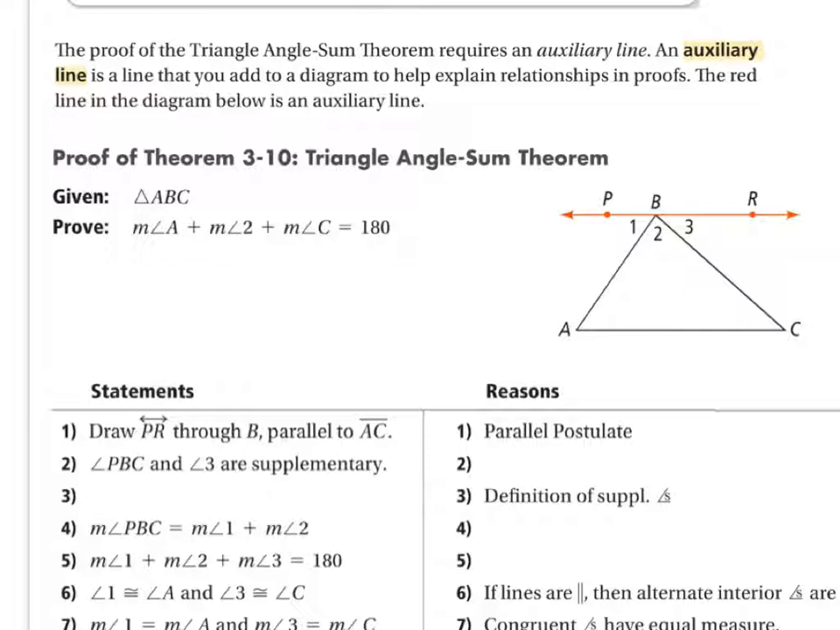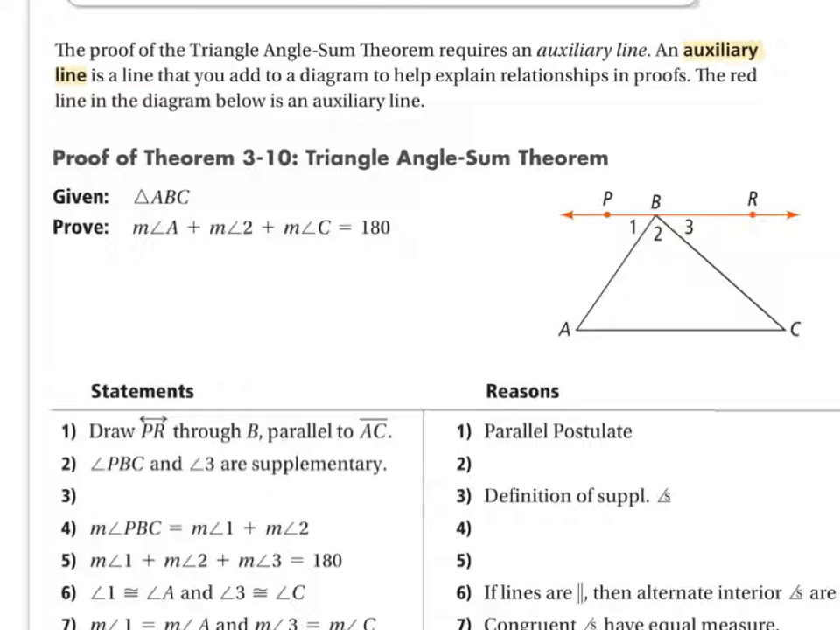Now, to draw an auxiliary line, we can't just randomly draw lines. We have to have a reason that we can draw that line. So if I just wanted to draw a line on a diagram, I might have to say that way back when we had a postulate that said through any 2 points there exists one line. I could use that postulate to draw a line in a diagram.